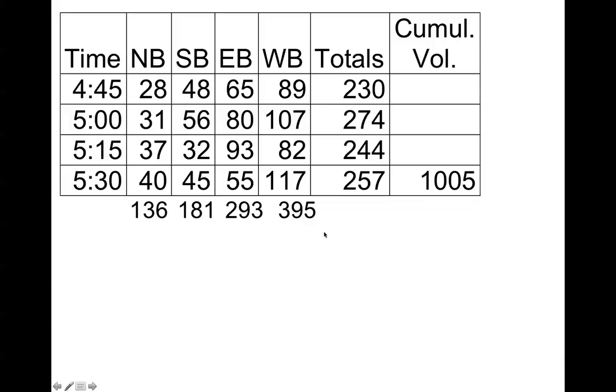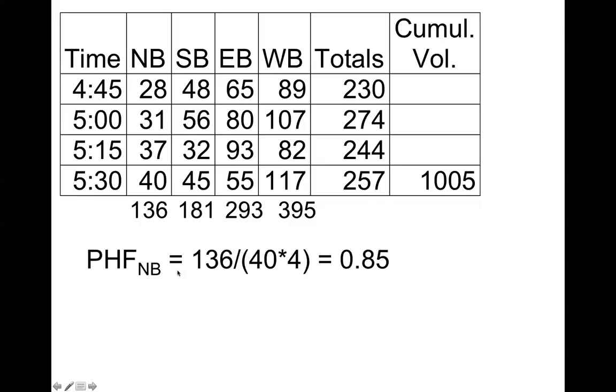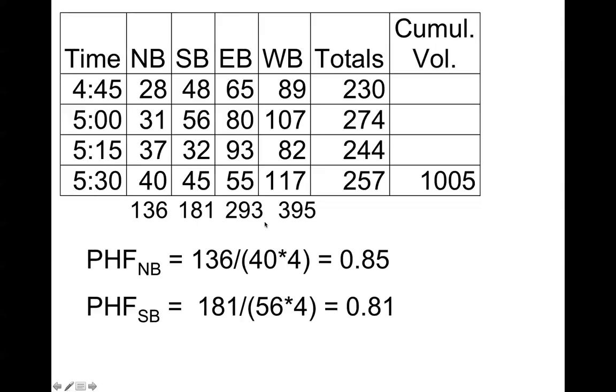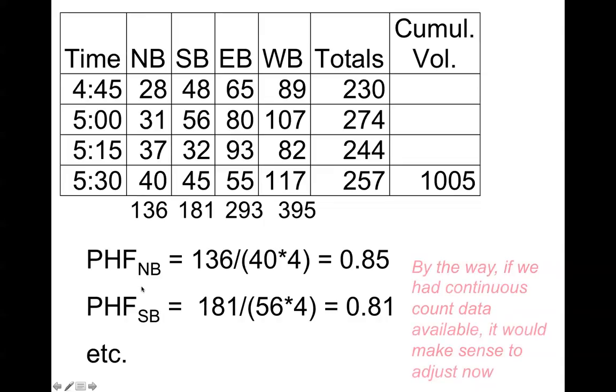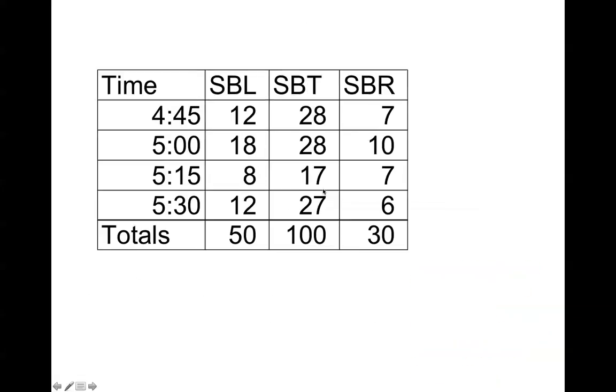I want to find the peak hour factors, right? Remember, we'll do this for each approach. So for the northbound approach, the hourly volume is 136 divided by 4 times the highest 15 is 0.85. And for the southbound, 181 divided by the highest 15 times 4, and so on. Okay. So these will be used later on. You'll see where we use these, but this is how you calculate them. And again, if you have continuous count data, you would adjust these volume numbers accordingly.